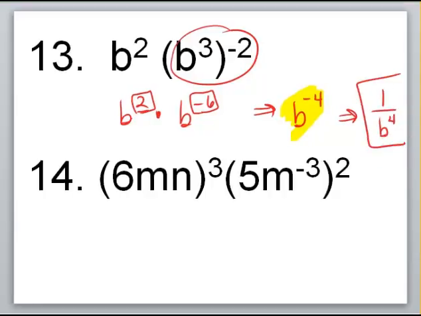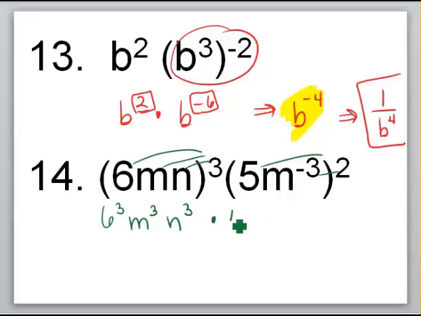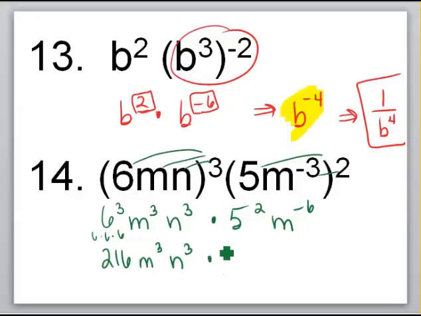Alright, finishing up this lesson, we have a few more problems. We're going to continue on the path of raising each of these to the power first and getting rid of the parentheses. So I've got 6 to the 3rd, m to the 3rd, n to the 3rd, times 5 to the 2nd, m to the negative 3 times 2 is negative 6. I have 6 times 6 times 6, which is 216, m to the third, n to the third, times, I have 5 times 5, which is 25, m to the negative 6.